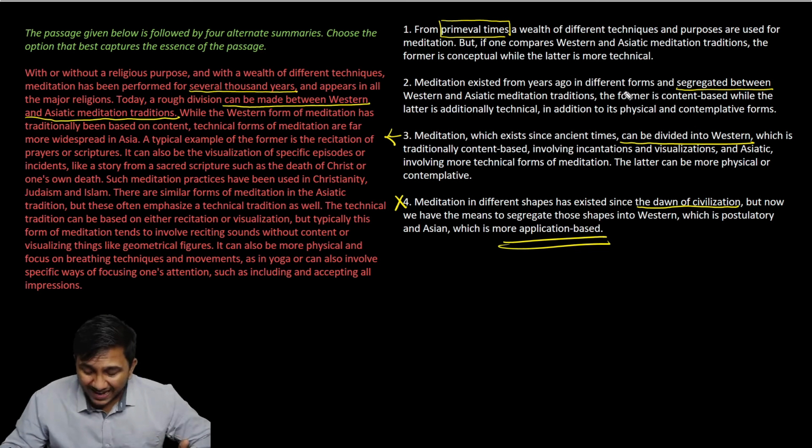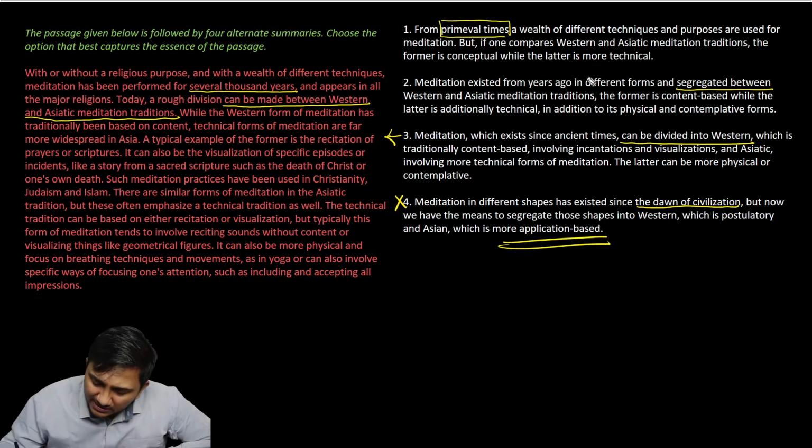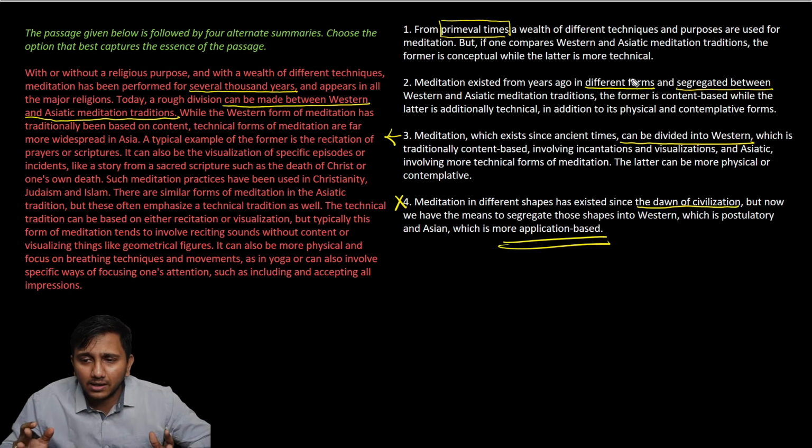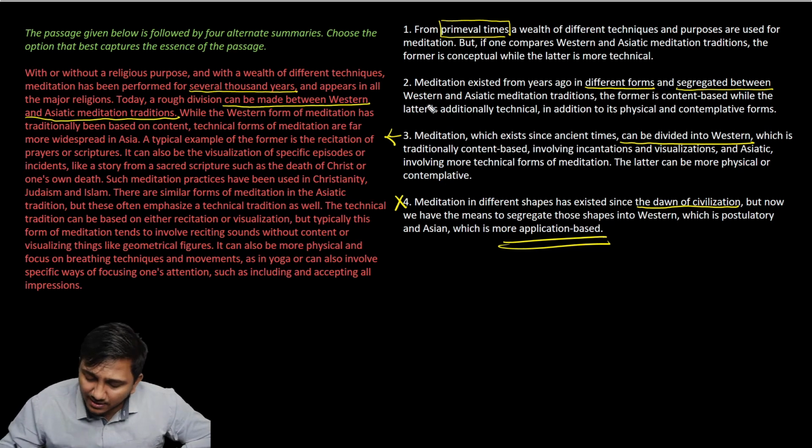That's what you can mean here, right? Meditation existed from years ago in different forms. In this context, that's what it could mean, right? Western and Asiatic. And segregated between Western and Asiatic. Again, these different forms, in this case, it's actually vague. It's not very clear what they are meaning by different forms. So it could be some other forms also, and they are given and segregated between Western and Asiatic.